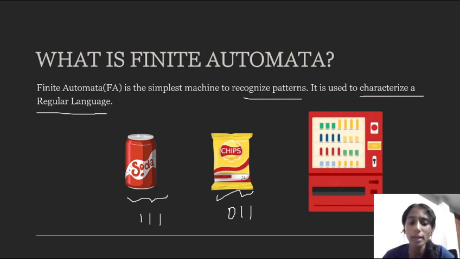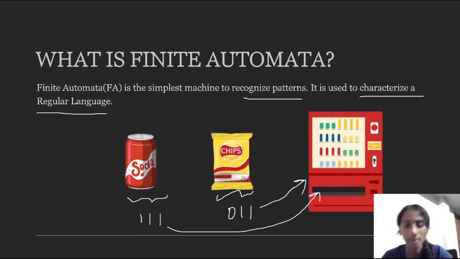So when 111 is entered, the machine will know that the person is asking for soda. And when 011 is entered, the machine knows that the person is asking for chips. So a finite automaton is the machine which recognizes the pattern or the string and will help the machine to give out the specific object.